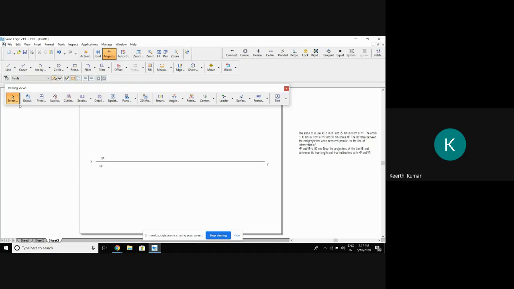What is given now? The end A of a line AB is in HP. That means instead of showing it above somewhere, he is telling it is there only. Very good. And 25 mm in front of VP. So whatever the condition in VP is given, it's supposed to be shown in HP. Make this a properly horizontal line.